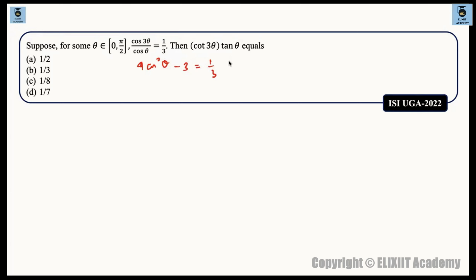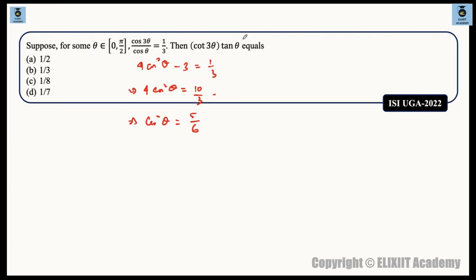ठीक है, so we'll find the value of 4 cos square theta. This will be equal to 3 plus 1/3, means this will become 10/3. So cos square theta will be 5/6. ठीक है, 10/12 हो जाएगा, which is 5/6. So I'm solving for cos square theta. Cos square theta is basically this 5/6. Absolutely, cos square theta. Acha, we have got the value of cos square theta.